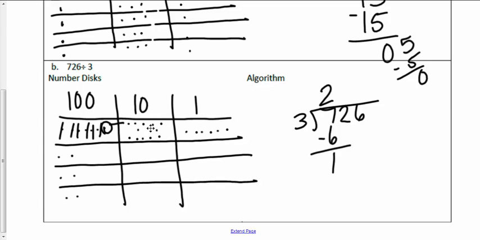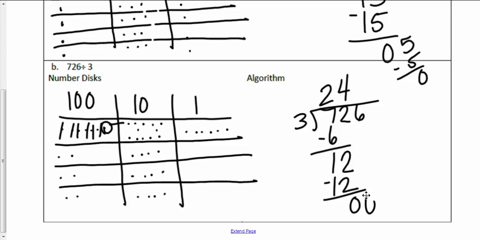So now I have 12 tens, and over here I have 12 tens. I'm going to take 12 and divide it by 3, and over here I'm going to take 12 and divide it by 3. That's 4 in each group, and that uses all 12. So over here, 4 in each group. 4 times 3 is 12.